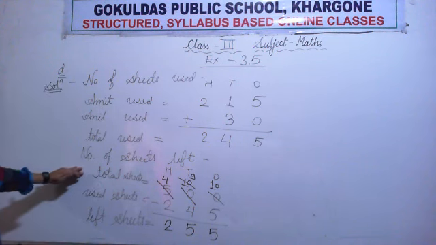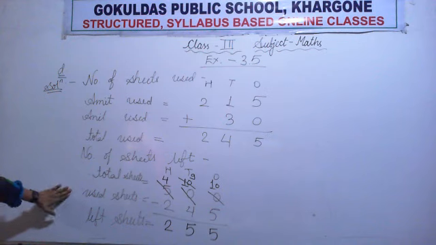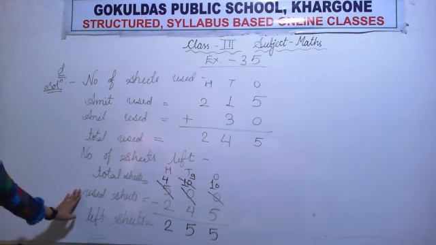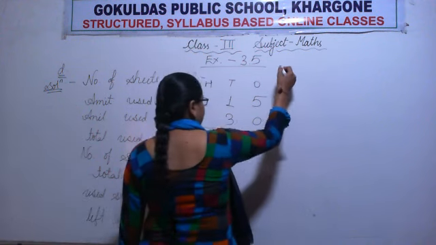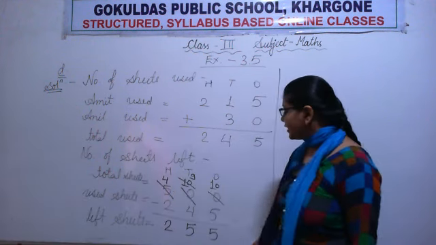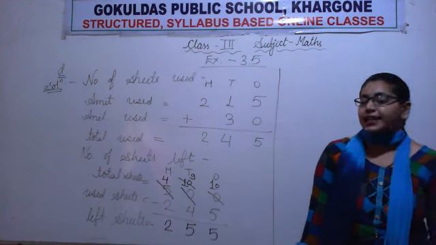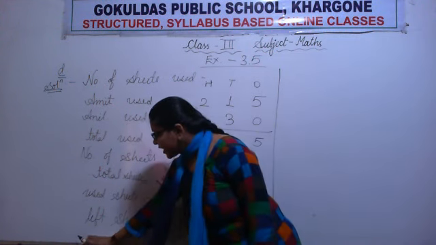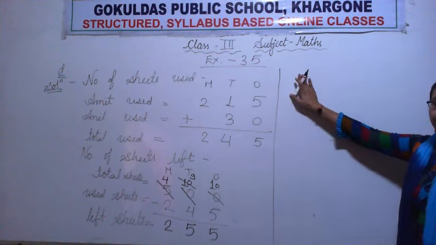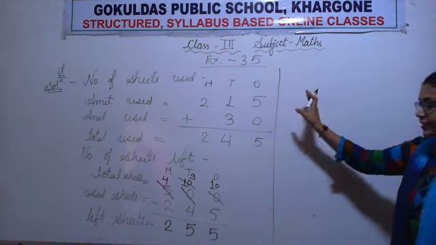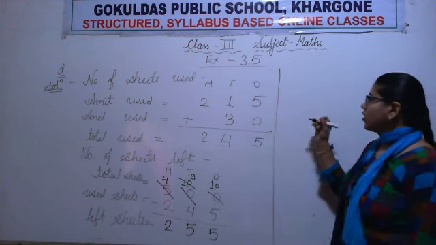So total 500 sheets were there. Out of 500, 245 sheets are used. So 255 sheets are left. Okay students, so we are done with the solution. Now we will write the answer. See, sufficient space for writing the answer is not there. So I am writing the answer here. But you have to write the answer below this solution.